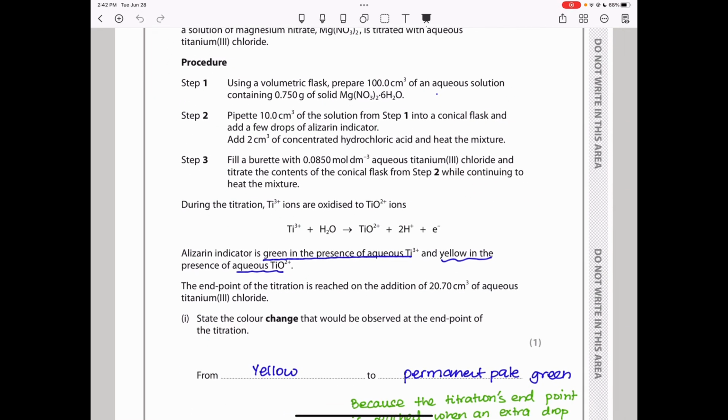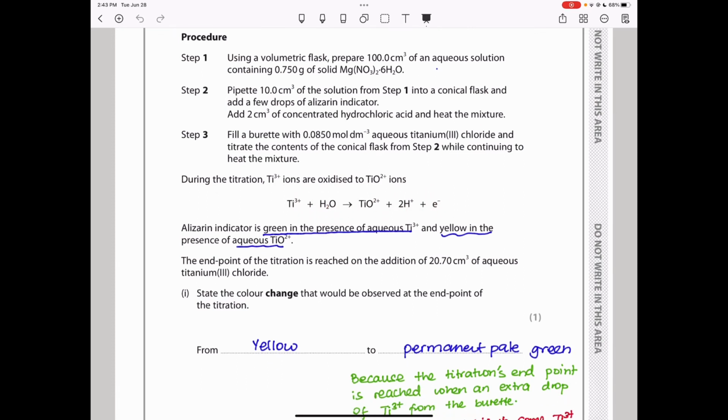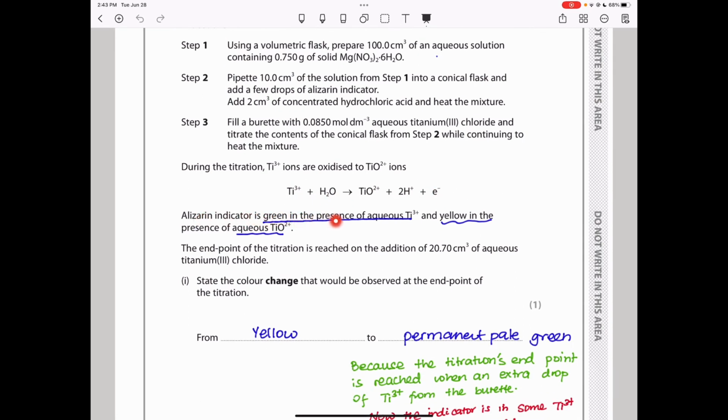So here they say, during the titration, titanium 3+ ions are oxidized to titanium 4+ ions. This is the equation we can see here. They say alizarin indicator is green in the presence of titanium 3+ and yellow in the presence of aqueous titanium 4+. The endpoint of the titration is reached on addition of 20.7 centimeters cubed of aqueous titanium 3 chloride. They ask us to state the color change that would be observed at the end of the titration.